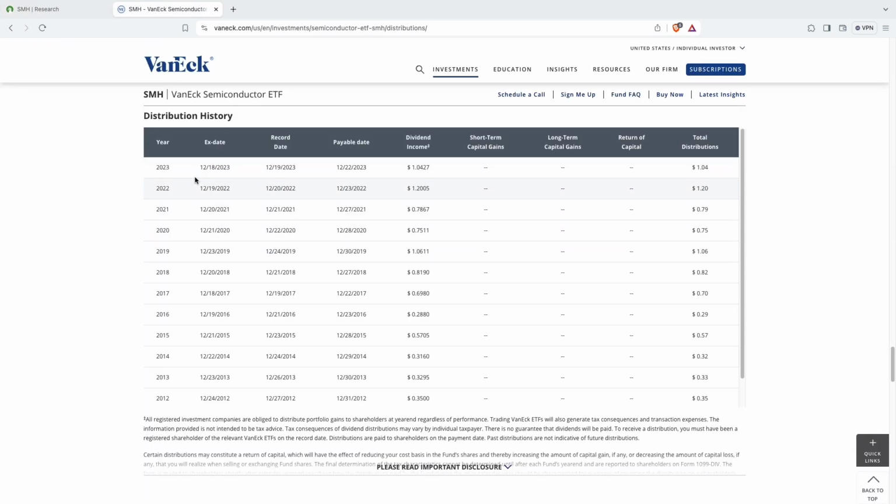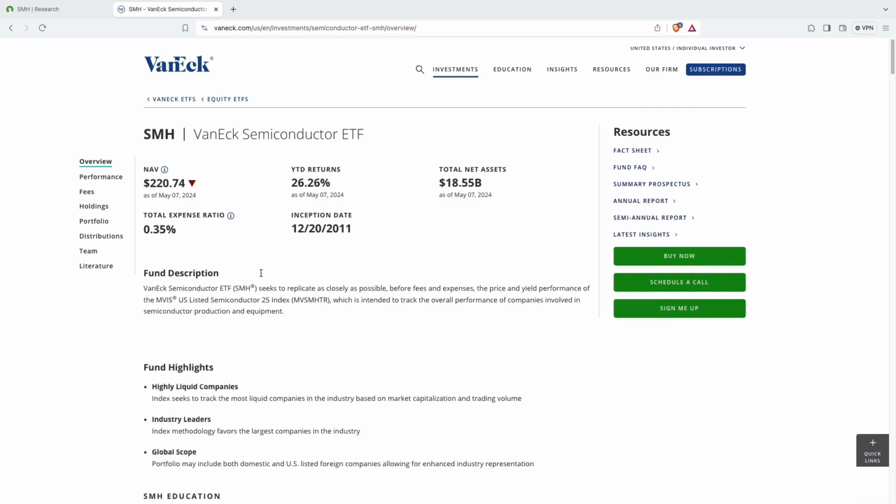Switching over to the VanEck issuer website, we can see here the distribution history. It looks like they distribute dividends once a year. Then I'll scroll back to the top on the VanEck website. You can see here the total expense ratio is 0.35%, which may seem high if you're comparing it to the major indices like the S&P 500 or NASDAQ. But this is tied for the industry's lowest expense ratio, which I will go into in further detail in a bit when comparing other semiconductor ETFs to each other.